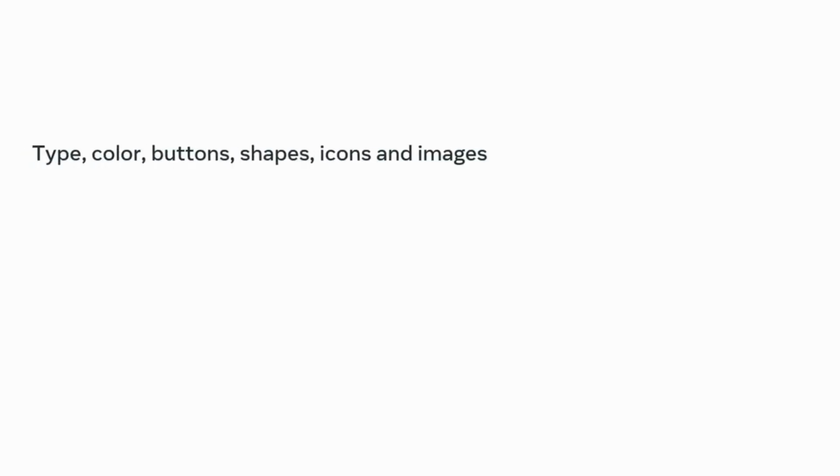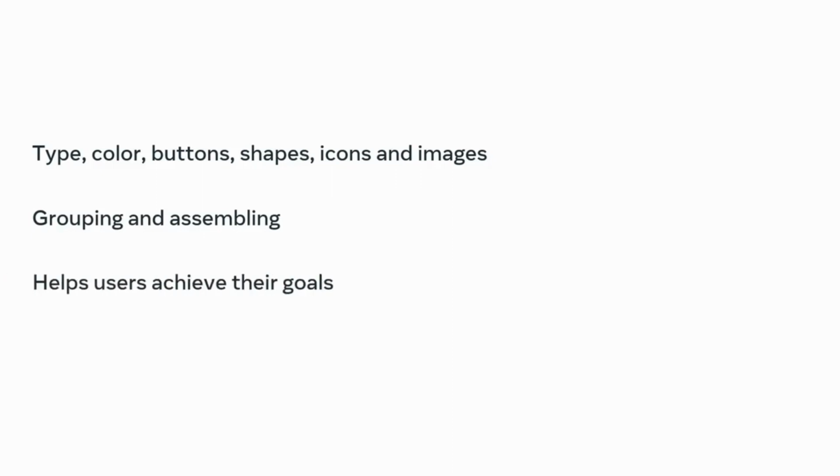Now on to what the users see, the UI. The Little Lemon website in this context is the primary point of contact for the users. UI provides information that users first see and then interact with. Elements like type, color, buttons, shapes, icons, and images. Successful UI design has to do with grouping and assembling these elements in a way that helps users achieve their goals quickly and efficiently while looking beautiful and adhering to the brand of the restaurant.